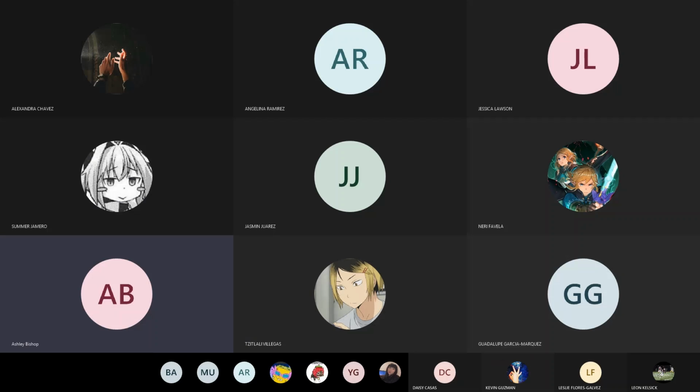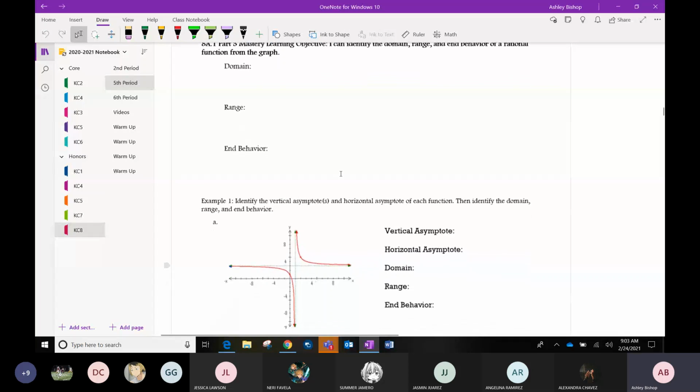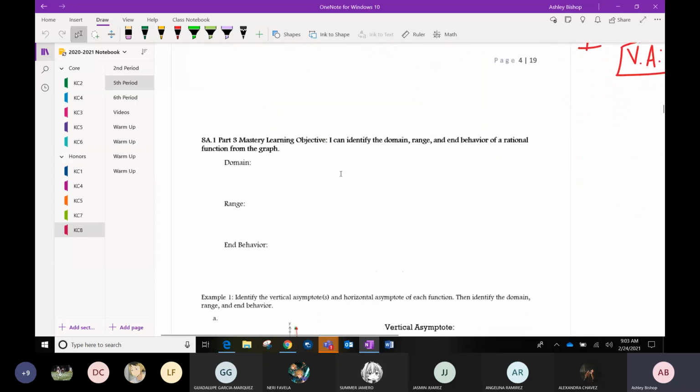Second and get to the note packet, page 5. So again, we have been learning up until now, we know how to look at an equation or a picture for that matter and find the vertical and horizontal asymptotes. We are still going to find vertical and horizontal asymptotes today, and we're going to use those two numbers, the vertical and the horizontal asymptote, to find the domain and range and end behavior.